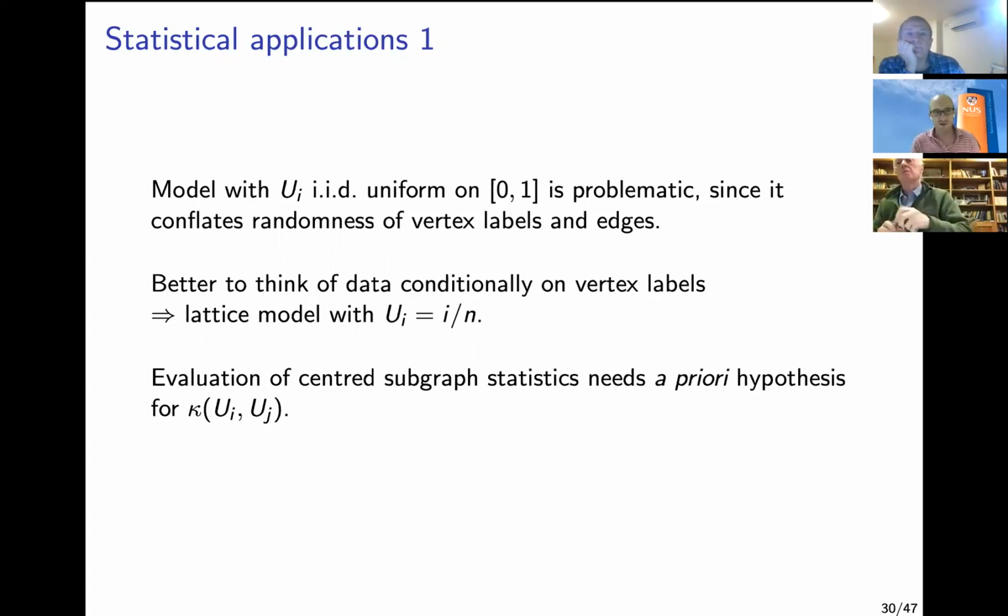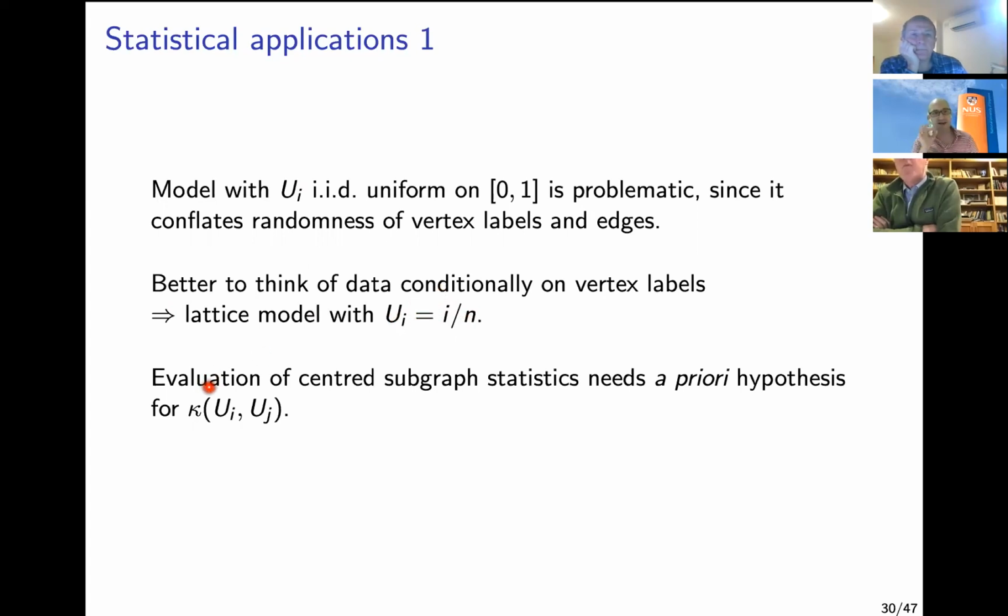But first it's important to mention that this workhorse model, where the U's are IID uniform vertex labels, is problematic because it conflates the randomness of the vertex labels with the edges. Usually we're only interested in the edges, not in these vertex labels. So this model has too much randomness in it. It's just a mathematically convenient construct, but for statistical purposes it is not very useful. So it's probably best to think of the data conditionally on the vertex labels. That's essentially the lattice model, where U_i is just i divided by N. Essentially, you order them in one way or another, whatever is convenient.